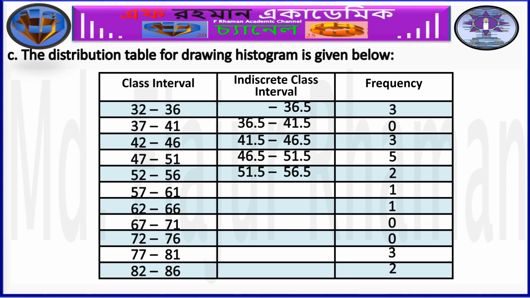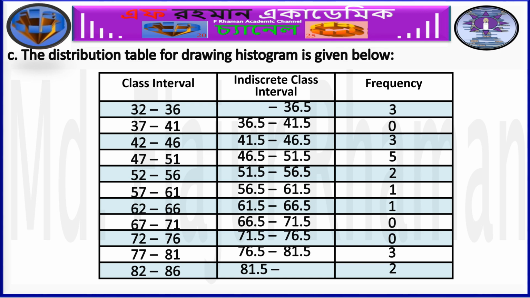46.5 to 51.5, 51.5 to 56.5, 56.5 to 61.5, 61.5 to 66.5, 66.5 to 71.5, 71.5 to 76.5, 76.5 to 81.5. The lower limit of the first class interval and the upper limit of the last class interval are not yet written.